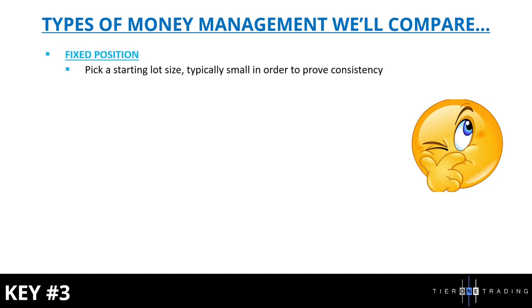Well, we pick a starting lot size. It's typically small in order to prove consistency. When we start out trading our live account the very first time, we've got our plan, we've got everything in place. I would recommend against starting with a money management strategy. Prove to yourself that you can be consistent with this plan. Start with a small fixed lot size that doesn't do anything to your account.